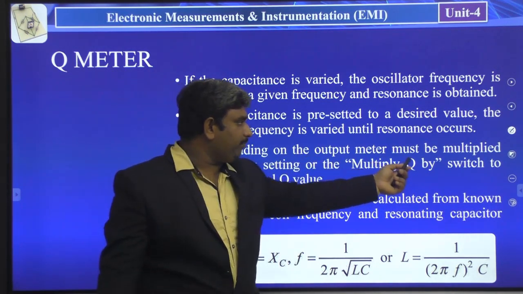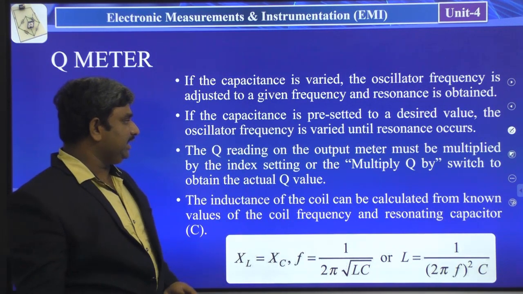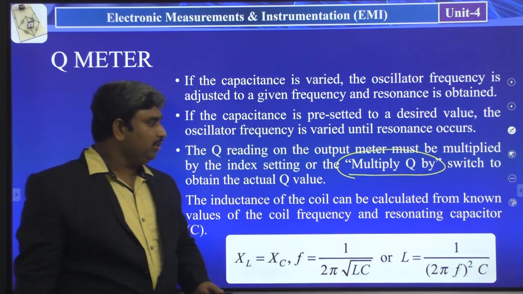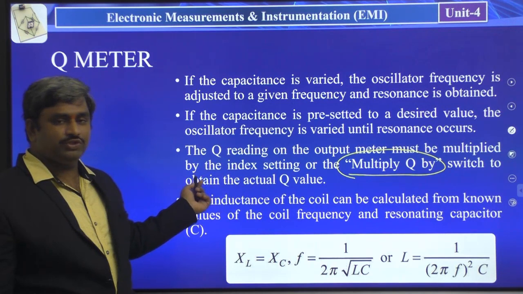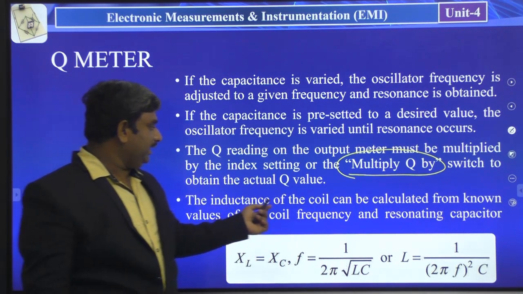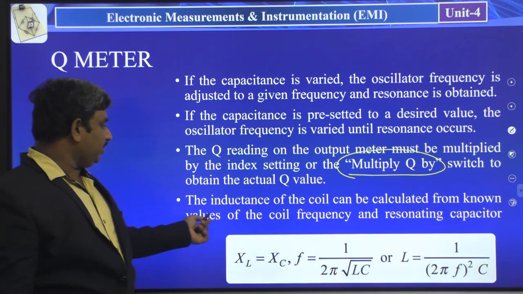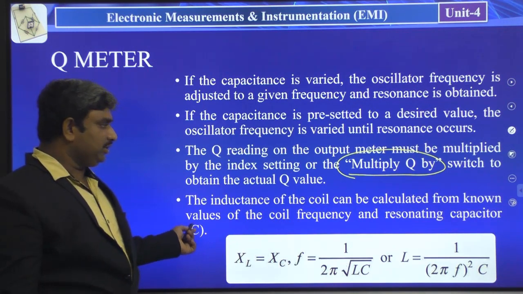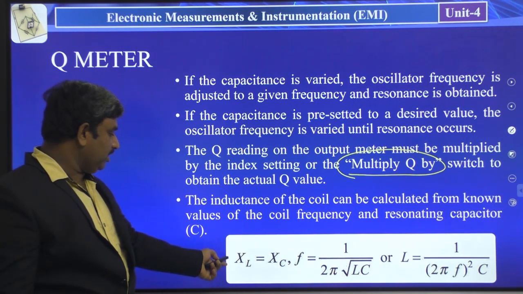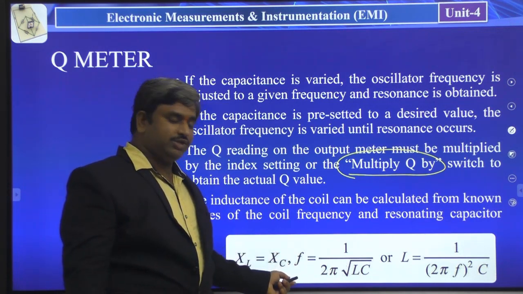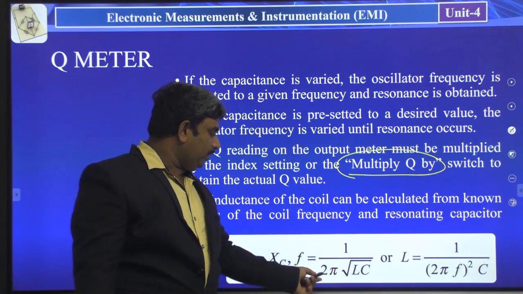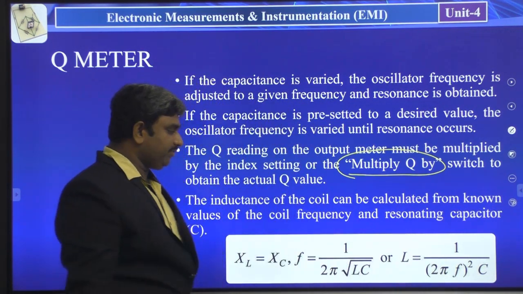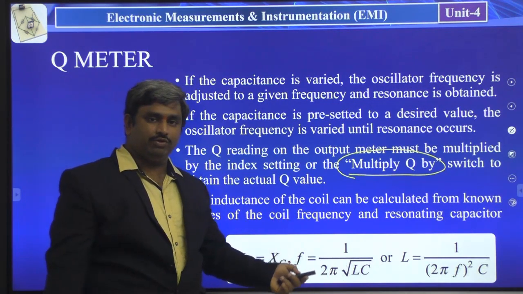The Q reading on the output meter must be multiplied by the index setting. Multiply Q by the switch to obtain the actual Q value. So here we have to use the multiply Q switch to get the actual Q value. The inductance of the coil can be calculated from the known values of the frequency and resonating capacitor. XL is equal to XC at resonance. At that time, f is equal to 1 by 2 pi root LC, or L is equal to 1 by 2 pi f whole square into C. Otherwise, C is equal to 1 by 2 pi f whole square into L.